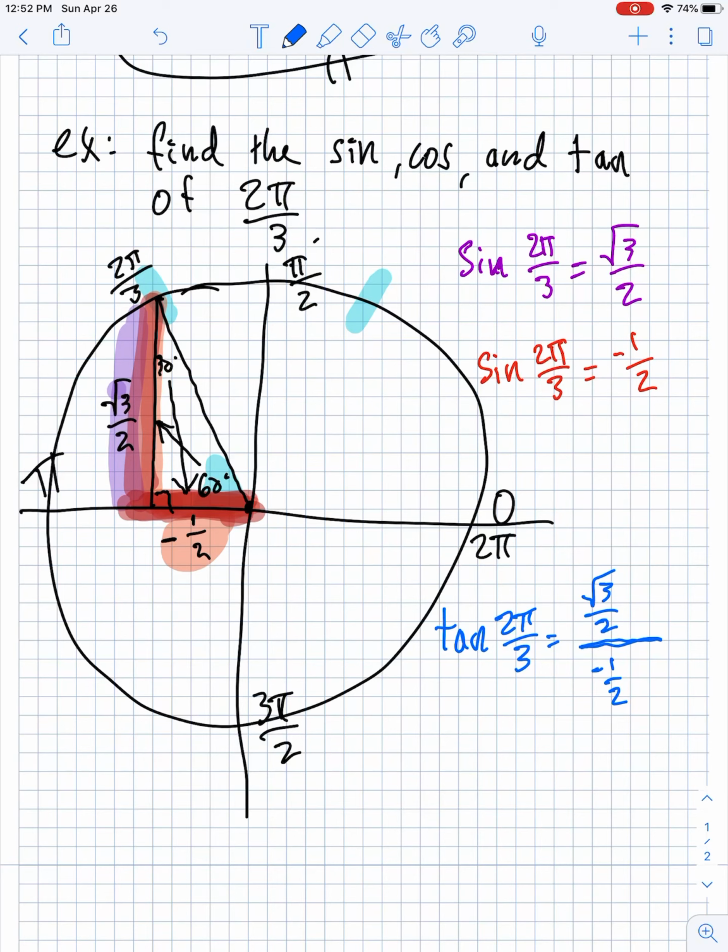Now, if you are dividing fractions, you have to do the old multi-flip. So the top fraction stays the same, root 3 over 2, but then you have to multiply by the bottom fraction upside down. So this is 2 over negative 1. The 2's cancel out. Boom. Our answer is negative root 3. So that means tangent of 2 pi over 3 is equal to negative root 3.